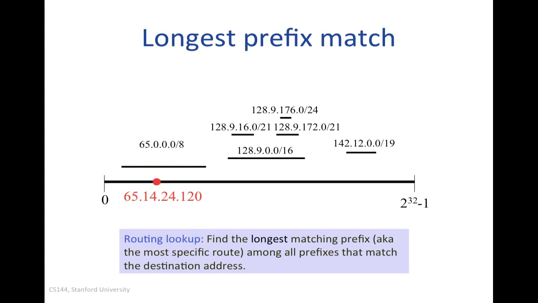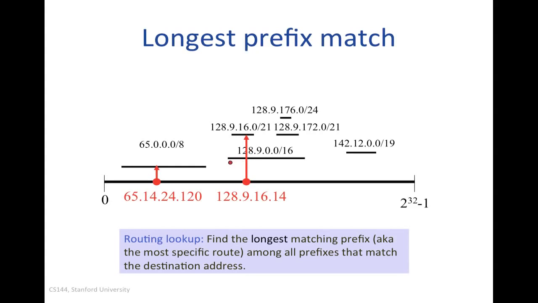So this is the address on the number line. This is where it matches here, so that we know that the prefix that we've matched on in the table is this one. So the table will contain this entry here. This address will match on this entry in the table. Similarly, this address, 128.9.16.14, is going to match on this line segment here.